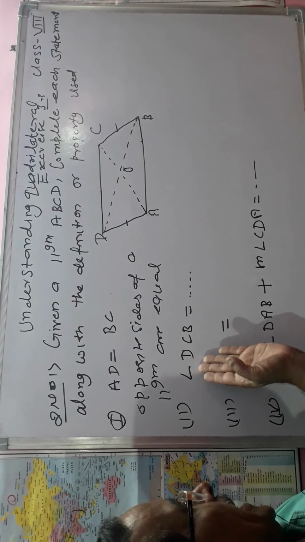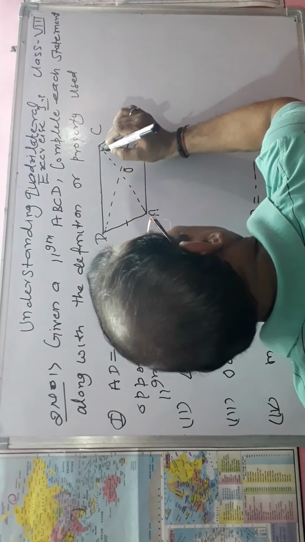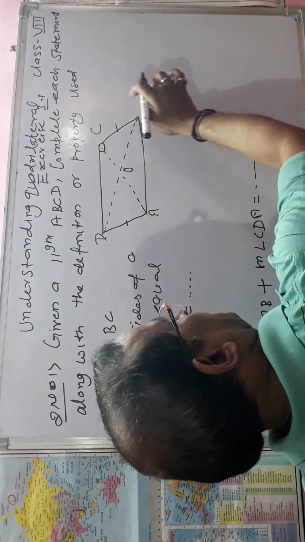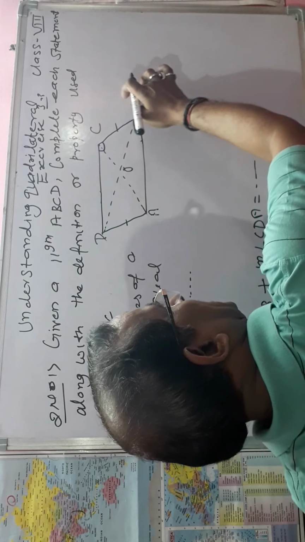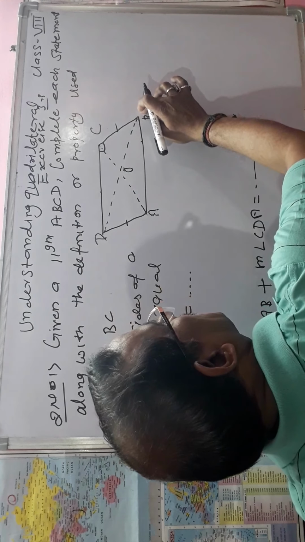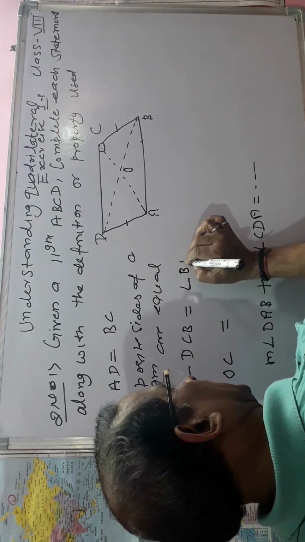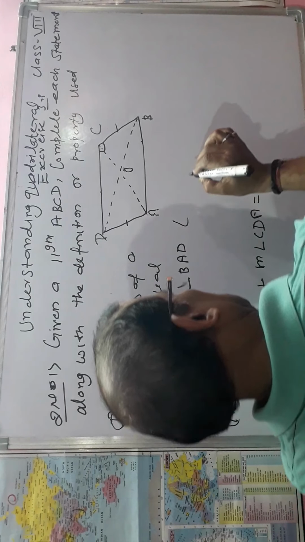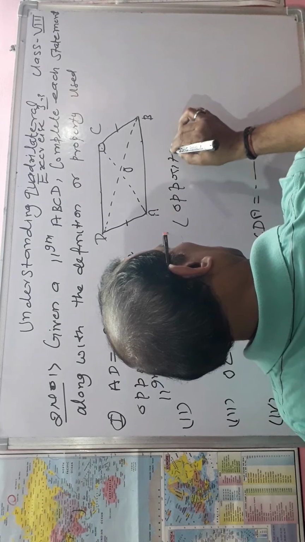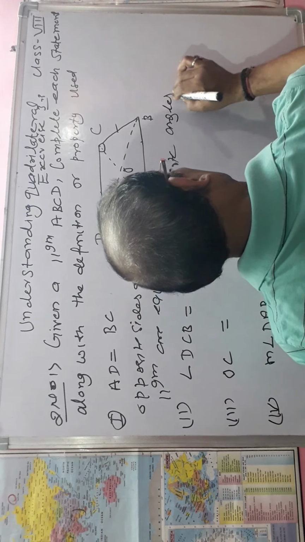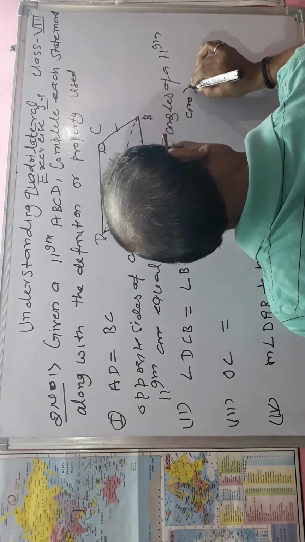Now, angle DCB is equal to angle BAD. Opposite angles of a parallelogram are equal.